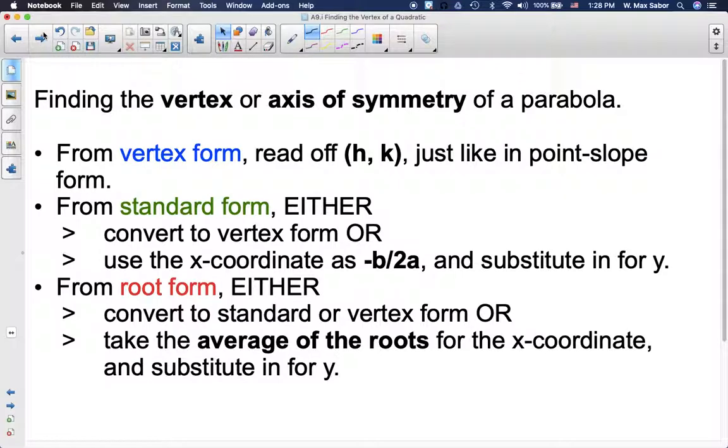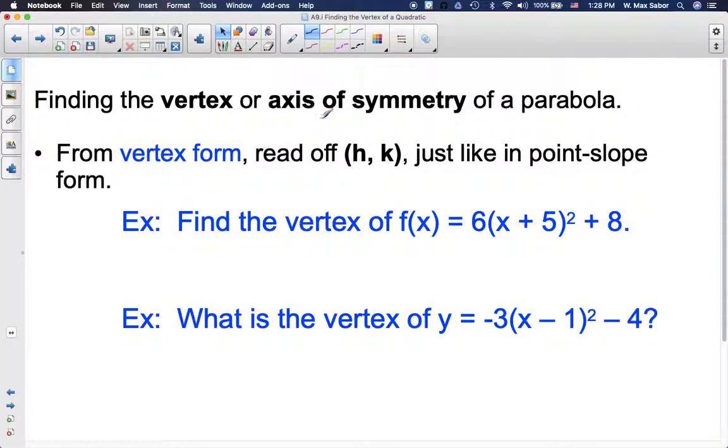The vertex, or axis of symmetry, gets calculated in different ways depending on what form you have. So from vertex form, you read off h comma k, just like in point slope form. From standard form, you either need to convert to vertex form or use the formula x equals negative b over 2a and substitute in for y. From root form, you'll either convert to standard or vertex form, or take the averages of the roots and substitute in for y. So, vertex form is the easiest.